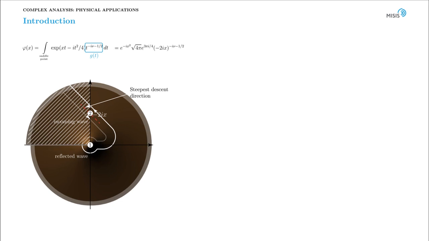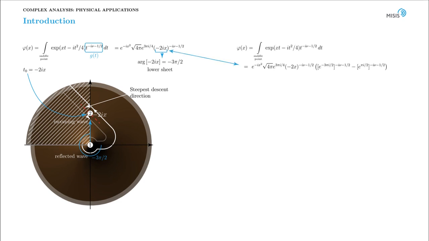So here it is. For the upper branch of the contour lying on the upper Riemann sheet, the argument of t0 is pi by 2. The lower part of the contour belongs to the lower Riemann sheet, and the corresponding argument is minus 3 pi by 2. The difference is 2 pi as expected. And here is the contribution from the saddle point.